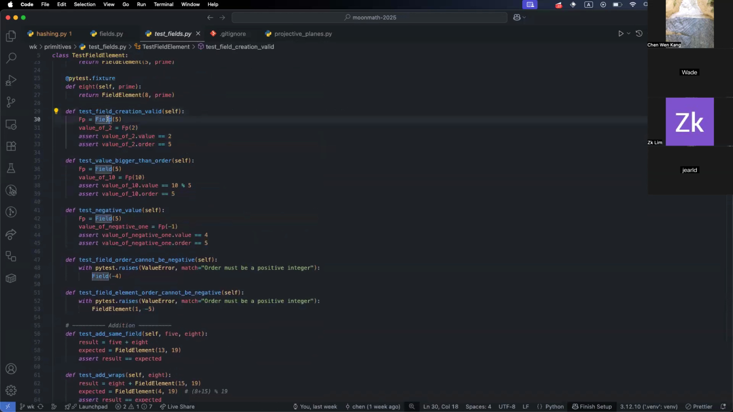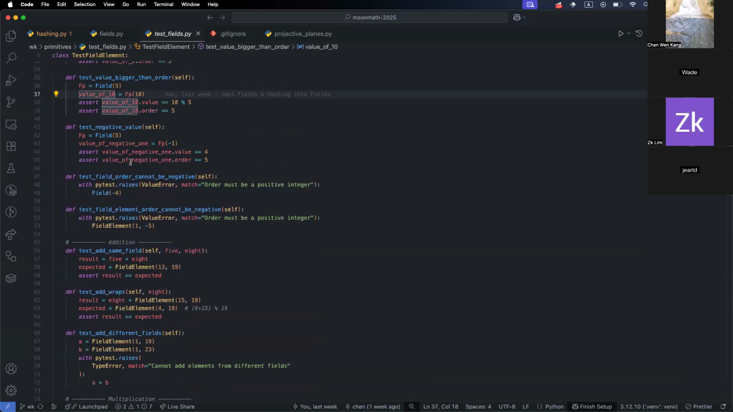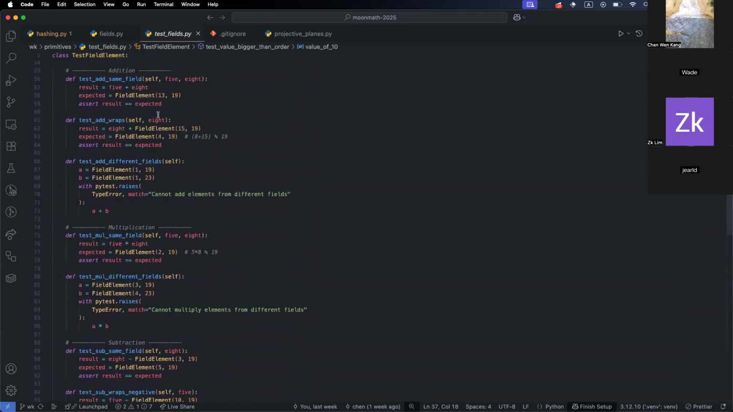So test field creation. This is fields bigger than order. I'm just asserting some stuff. So this is just all tests. But yeah, this is how you use it essentially. You can just do addition, subtraction, right? This doesn't work. You shouldn't be able to add elements from different fields, right?